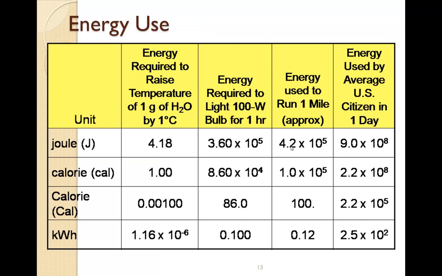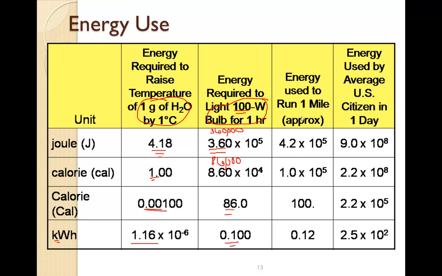And here's a little bit of reference, just so you put things in perspective. The amount of energy required to raise 1 gram of water 1 degree Celsius is 4.18 joules. In calories, that's the definition of a calorie, so it's going to be 1. It'd be 0.001 in food calories, and 1.16 times 10 to the negative 6 in kilowatt hours. A 100 watt light bulb for 1 hour is 3.6 times 10 to the 5th, that's 360,000 joules. In calories, 86,000 calories. In kilocalories, that would be 86. In kilowatt hours, it would be 0.1, which makes sense because it's 100 watts and it's kilowatt.